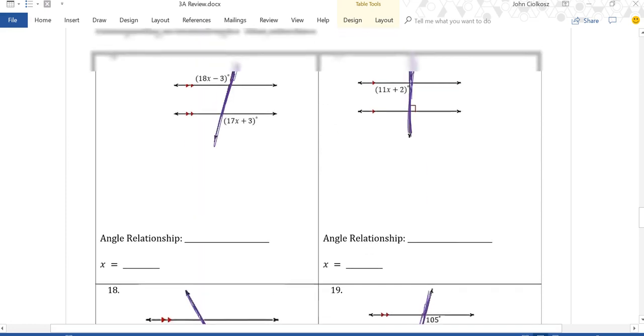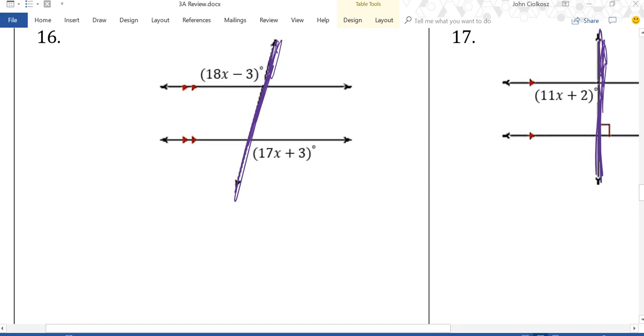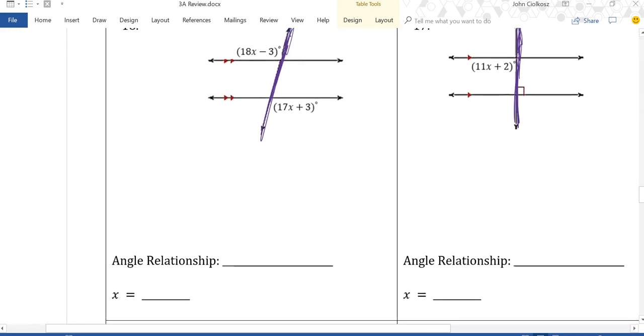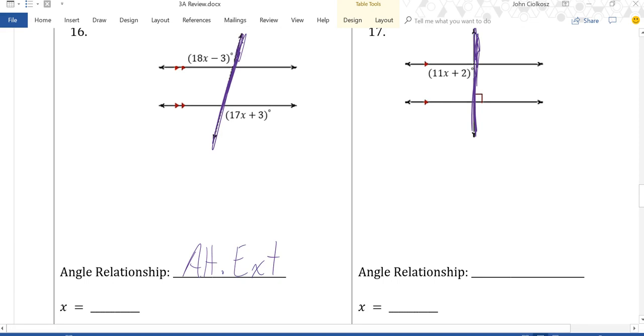Okay, so let's go here. First step, we're on alternate sides, correct? I have one on the left, one on the right. I also notice I'm exterior because I'm on the outside of those parallel lines. So our relationship here is alternate exterior. We also know that when we have alternate, we just set them equal.